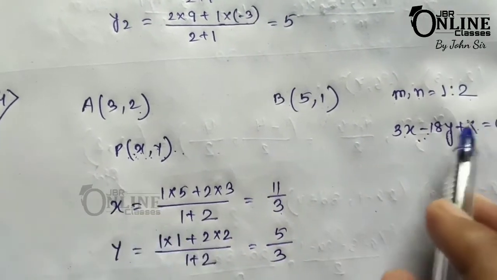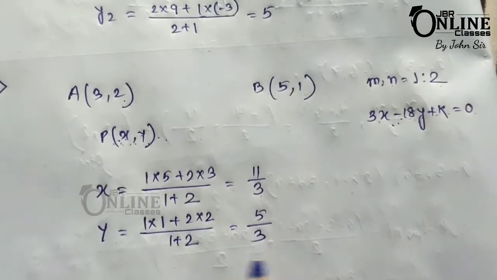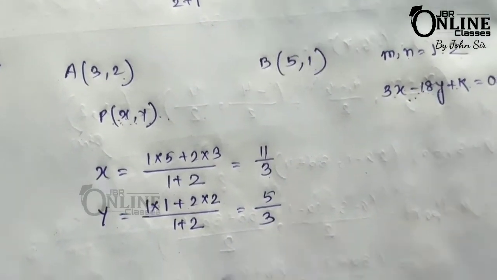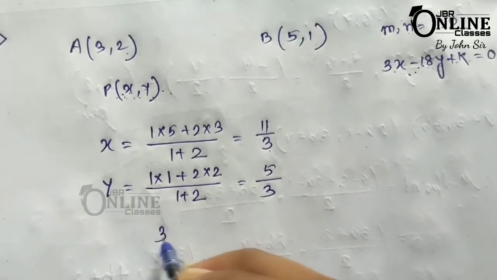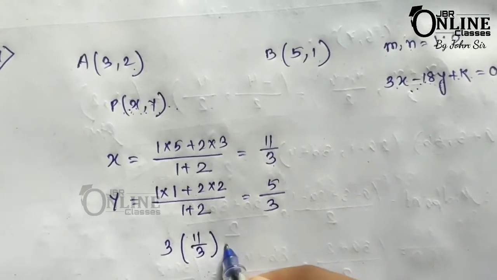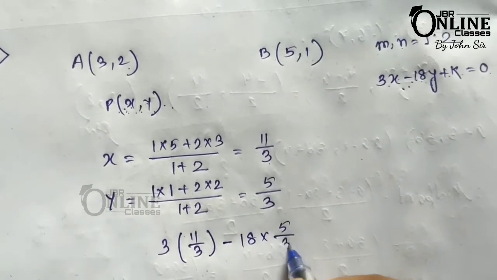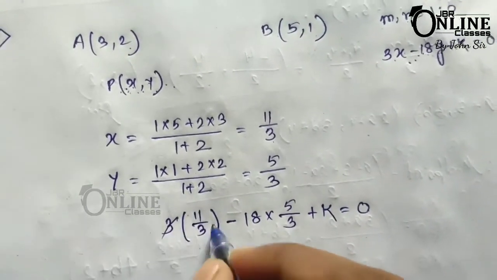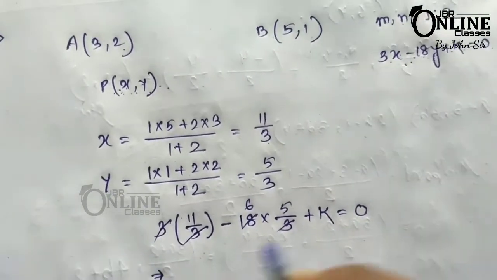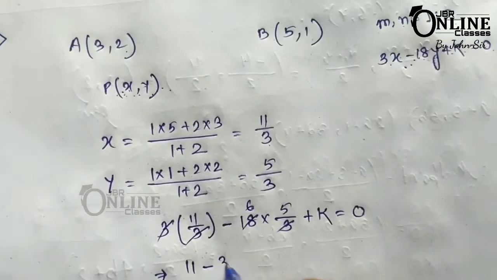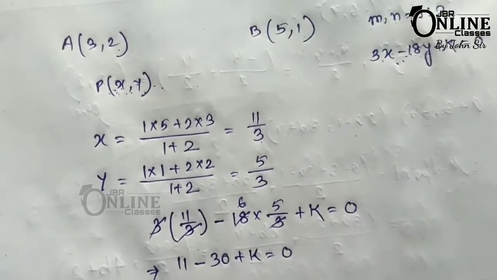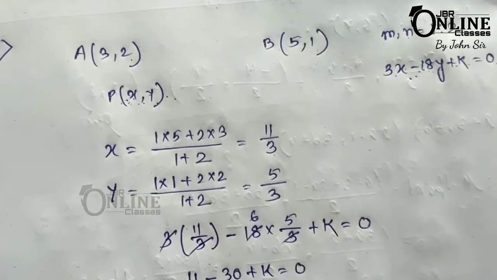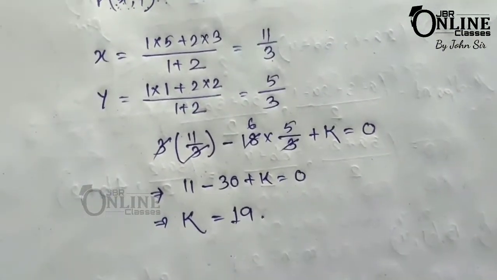Now this point lies on this line, that means it satisfies it. That means the value of x will be this one and the value of y equals this one. So according to the problem, we can write 3 into 11 by 3 minus 18 into 5 by 3 plus k equals 0. So now 3 into 11 by 3, 11, minus 6 into 5, 30, plus k equals 0. So here k equals 19. That means the value of k equals 19.